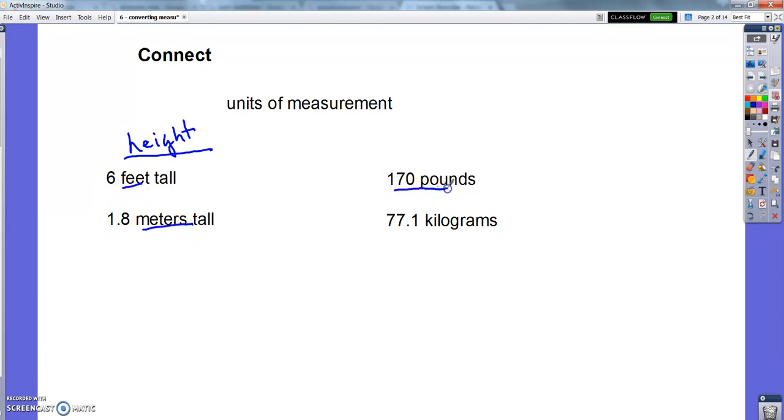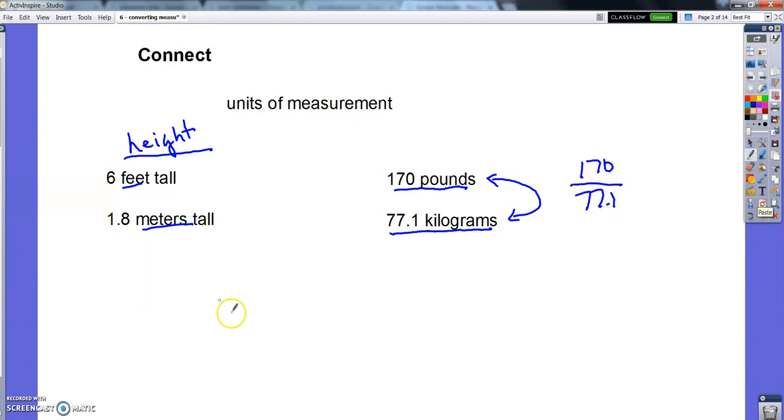I also weigh about 170 pounds, which is what we usually talk about our weight in, but I could just as easily say I weigh 77 1/10 kilograms, because that's the same weight with a different unit of measurement. And if you wanted to think about it now that you're a ratio expert, I've got a ratio here: for every 170 pounds somebody weighs, they weigh a little more than 77 kilograms. For every 6 feet tall someone is, they're also 1 8/10 meters tall. And so we're going to think about things like this as ratios today.